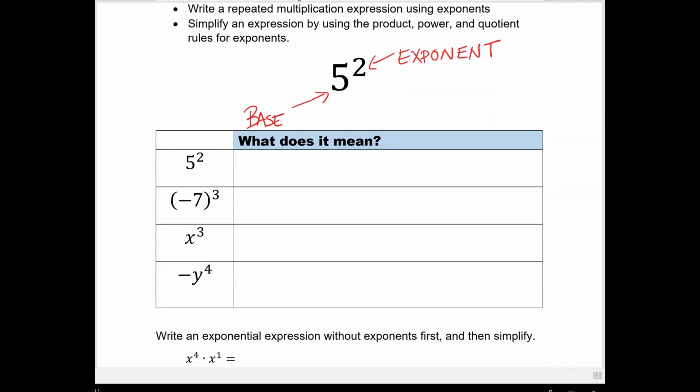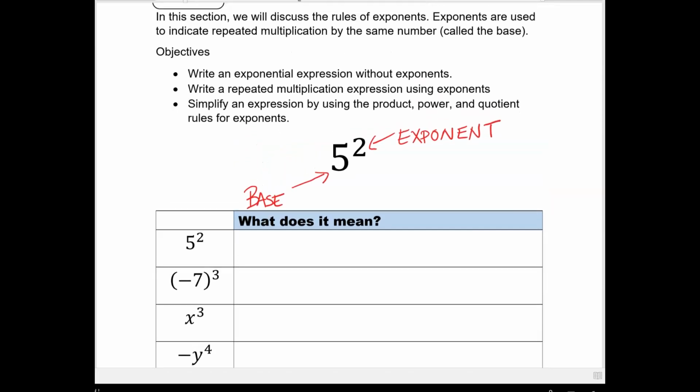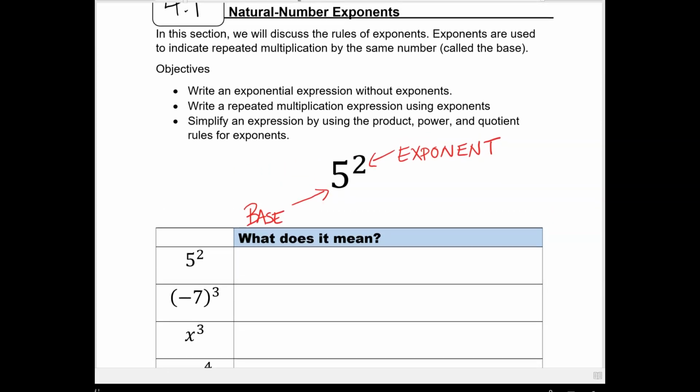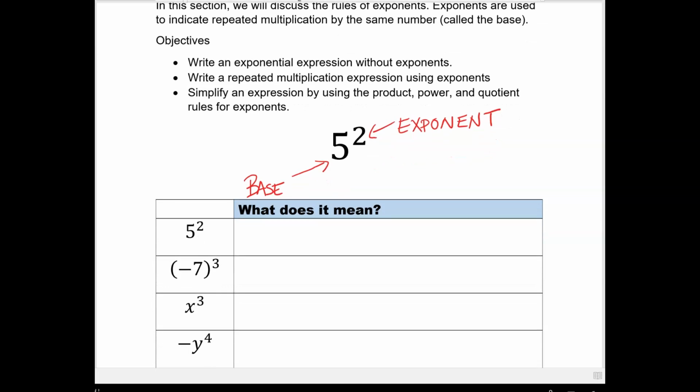Now, what does it mean for us to compute 5 squared? Well, 5 squared equals 5 times 5. So that basically just means repeated multiplication, which equals 25.